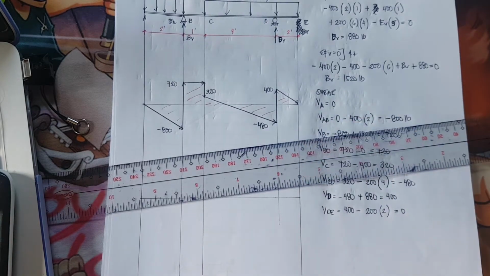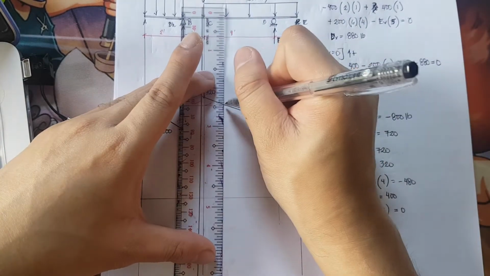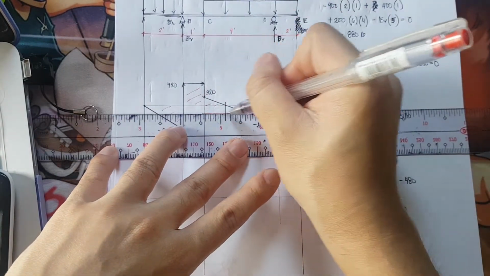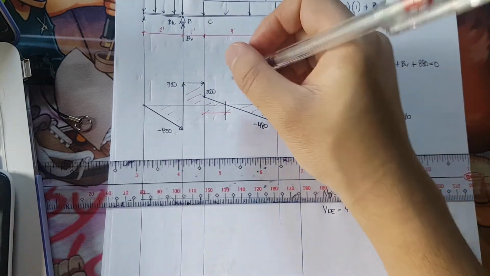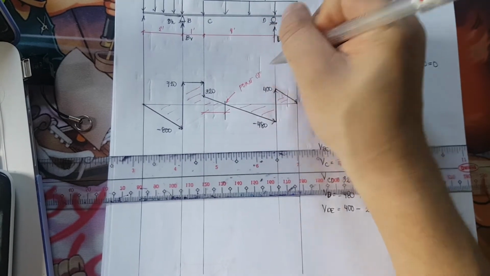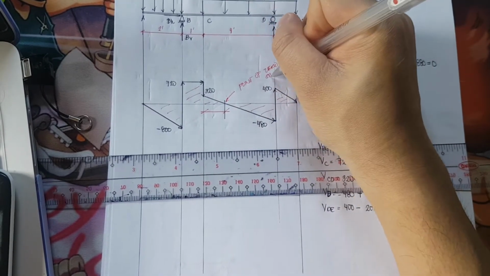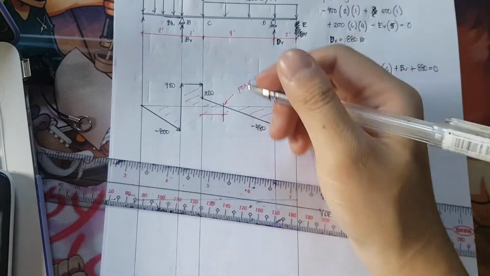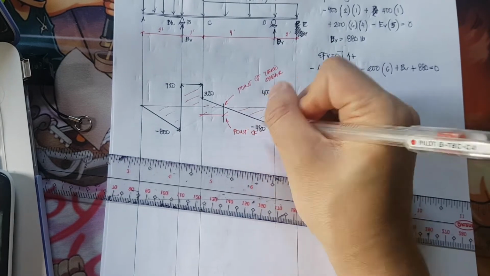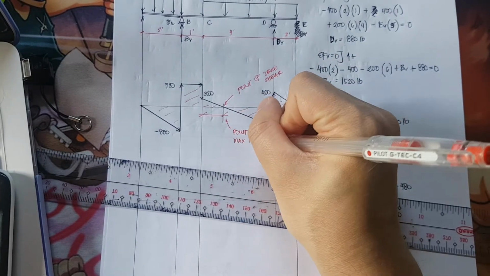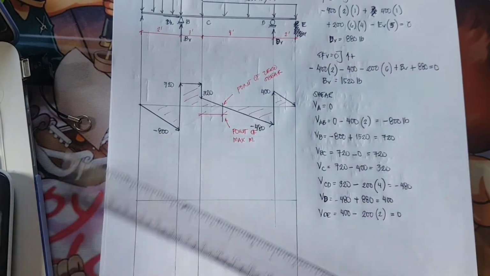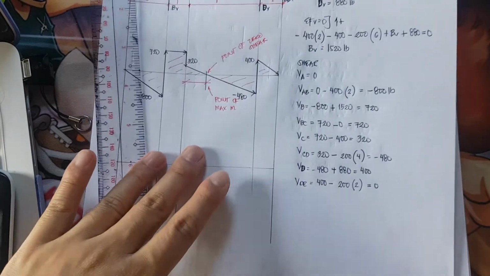Now, I am concerned in determining this distance. Okay, the distance here. Why? Because that distance is the place where we will be having our point of maximum shear. So this is the point of zero shear. It is also the point of maximum moment. Okay, so with that, I will also be using the area method.